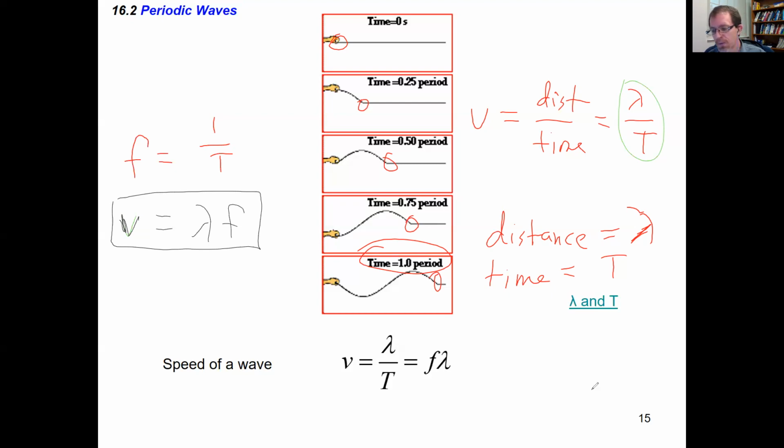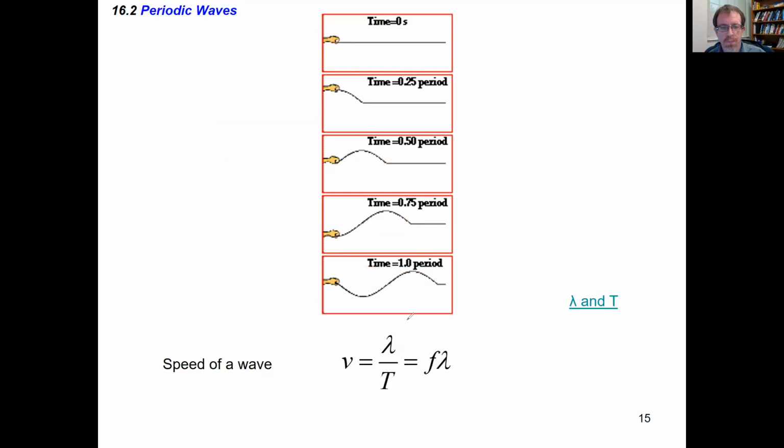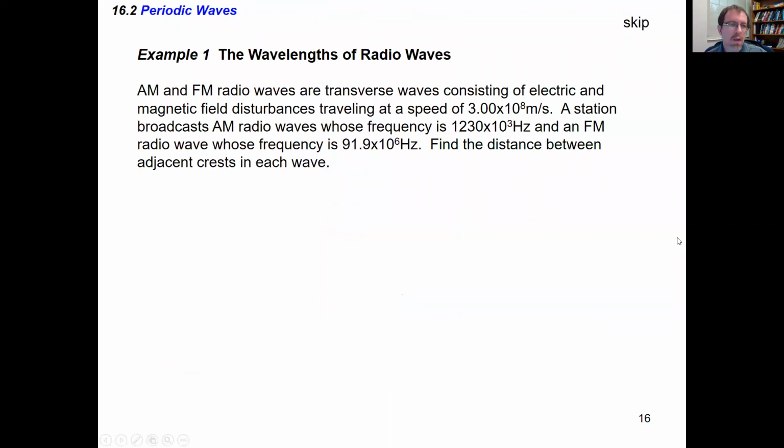All right, let's take that and do something with it real quick. Let's look at this example problem. We're going to analyze AM and FM radio waves. So AM and FM radio waves are just electromagnetic waves. It's kind of weird to think of radio waves as being light waves, but that's basically what they are.